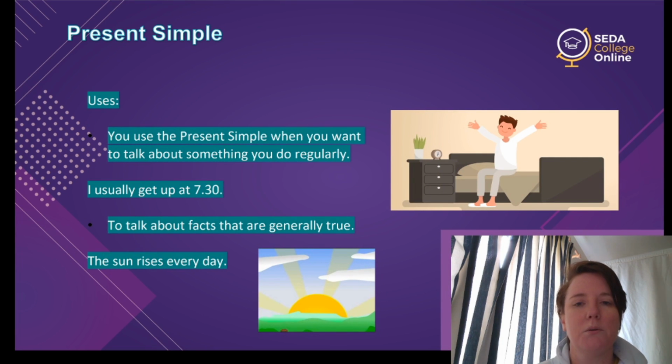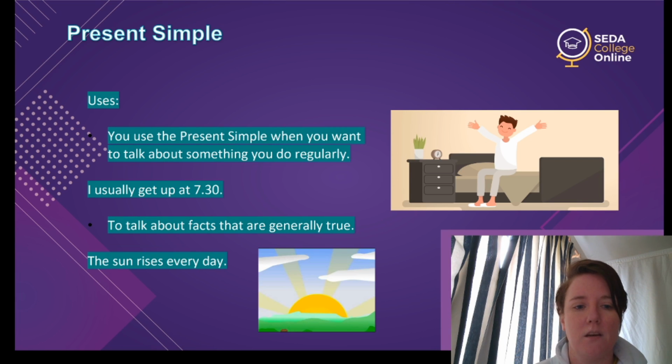Uses. So what do we use the present simple for? We use the present simple when you want to talk about something you do regularly. So again, something we do maybe every day. So I usually get up at 7:30. Now, usually doesn't mean all the time. It's 80% of the time. So you can also say I always go to bed at 10 o'clock.